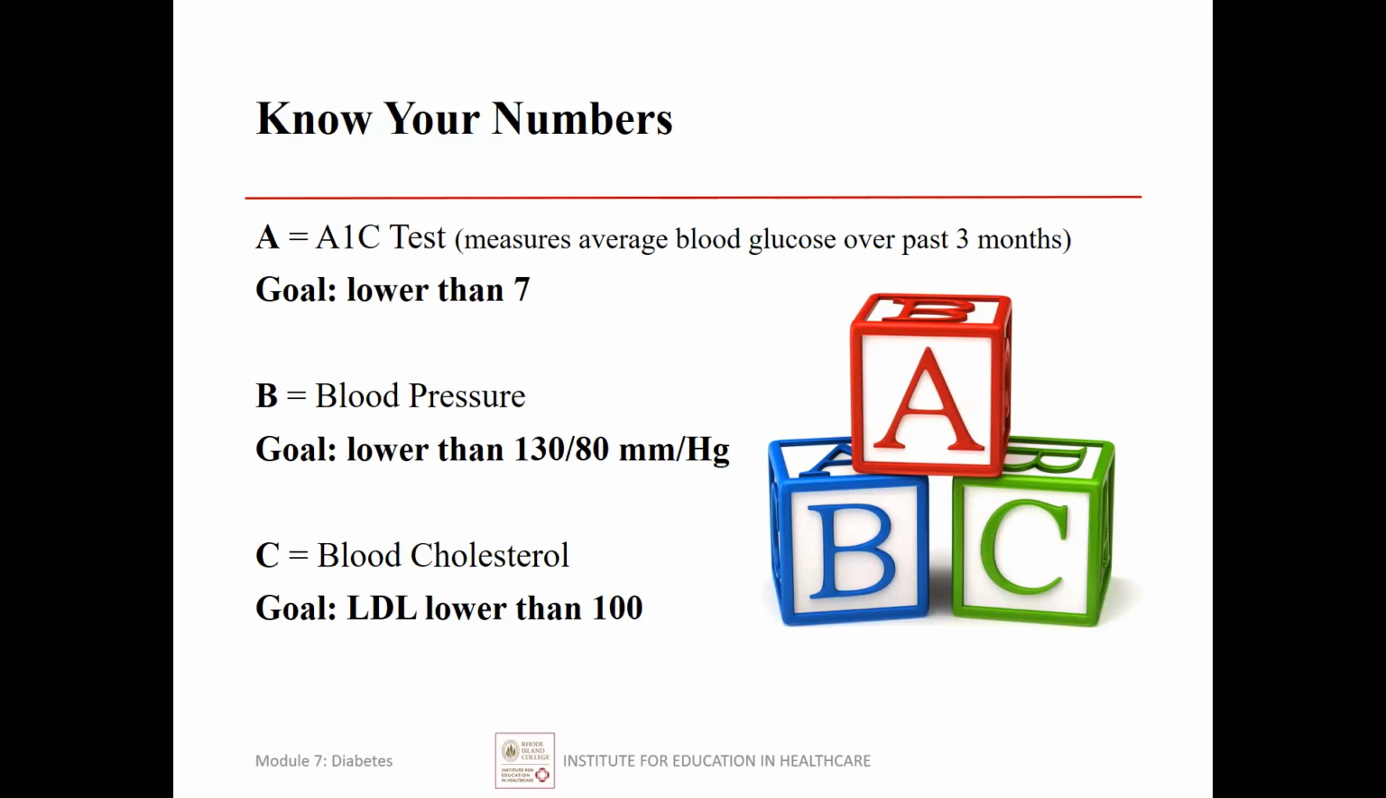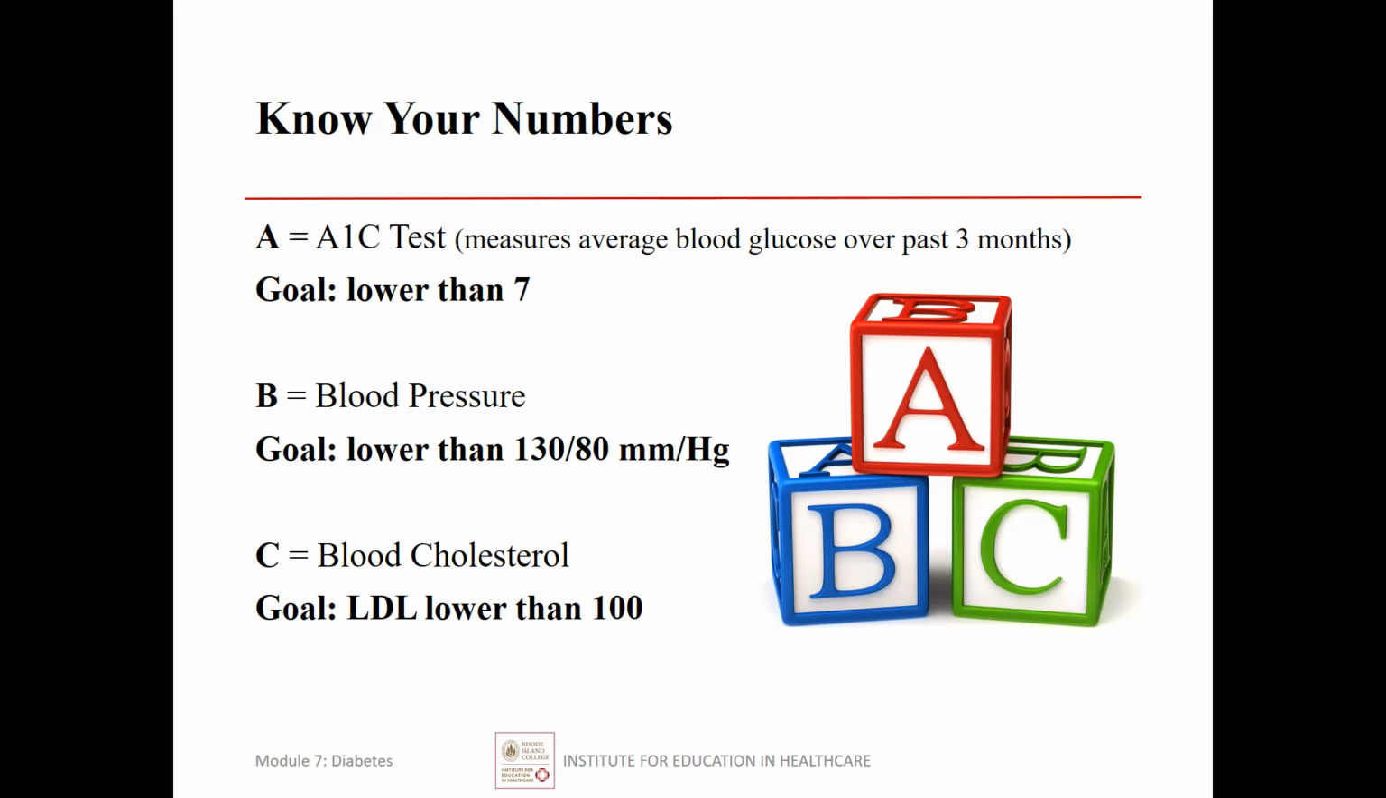But it's important to know the hemoglobin A1C because it tells you the average blood glucose over time. And you don't want those numbers to get too high because high blood glucose over time can cause all of the complications that we just talked about.